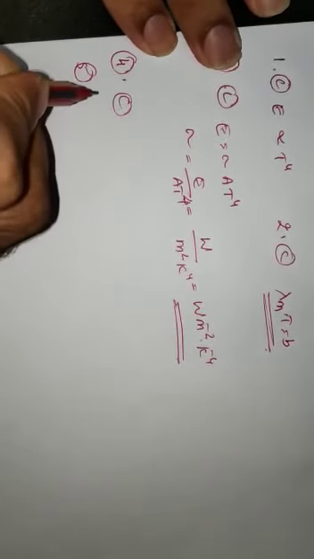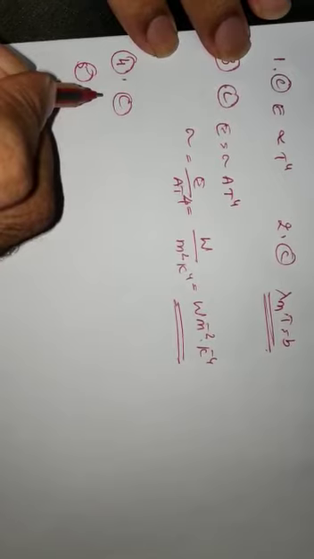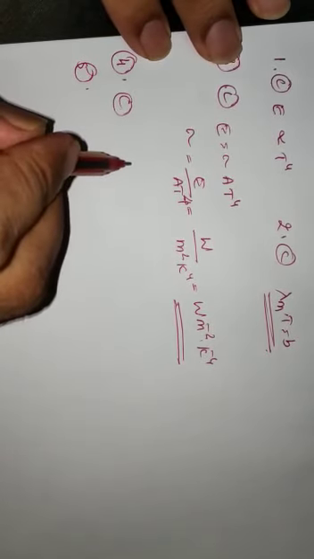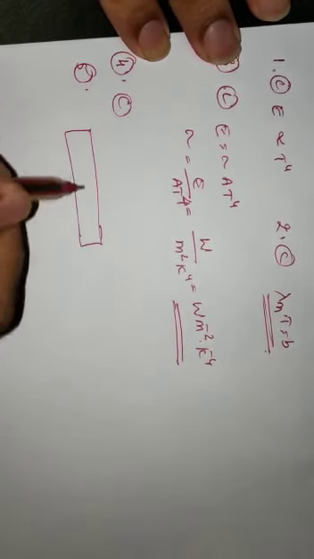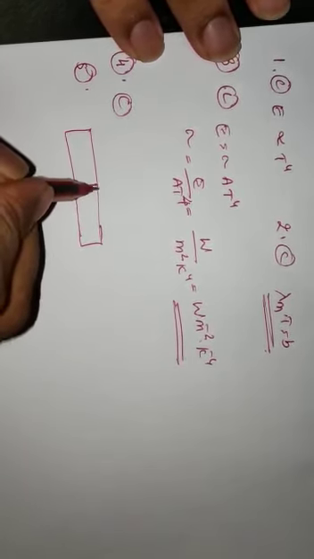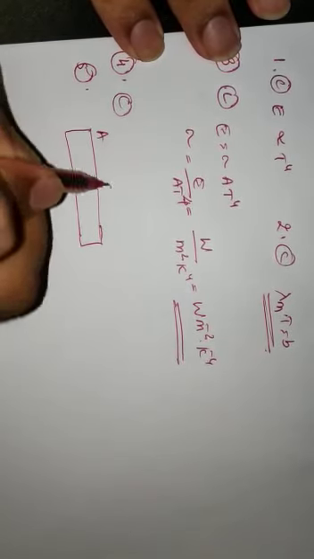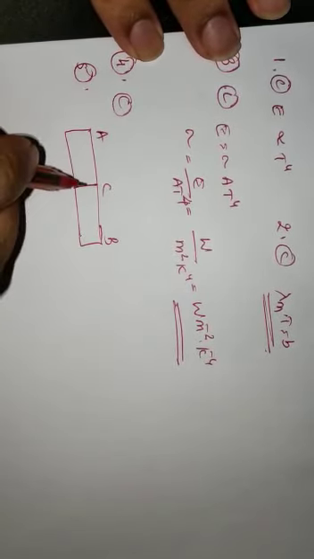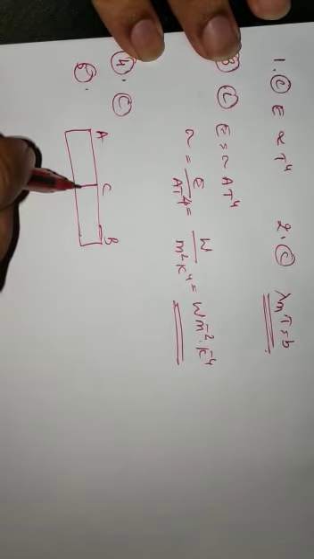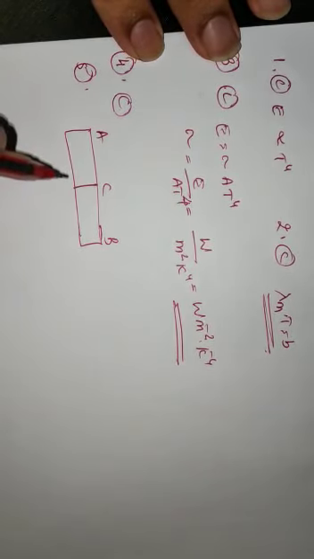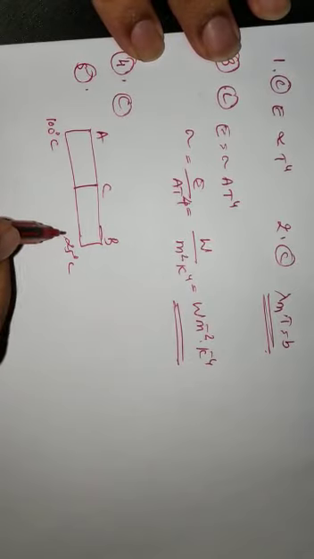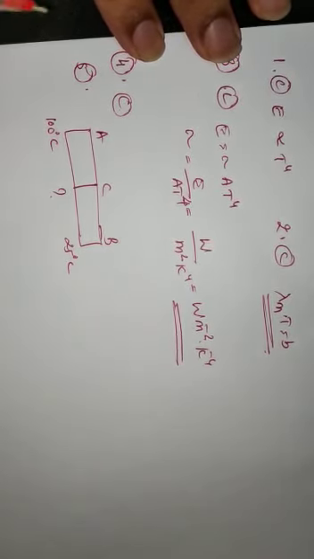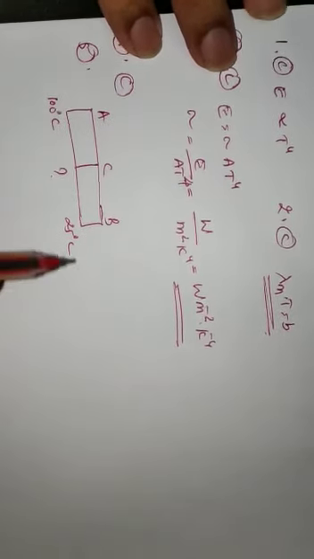Fifth question. Two identical rods AC and CB made of two different metals having thermal conductivities in the ratio 2:3 are kept in contact with each other at the end C as shown in the figure. A is at 100 degrees centigrade and B is at 25 degrees centigrade. You need to calculate the temperature of the junction C. So how can we calculate it?